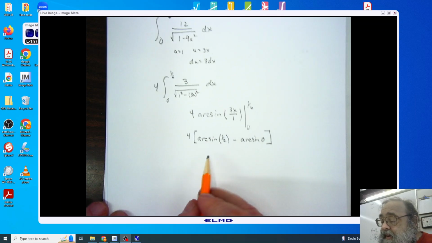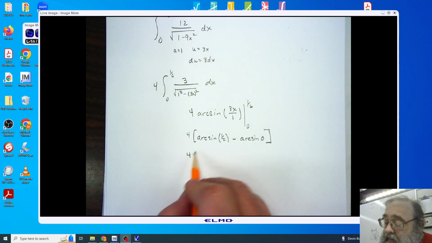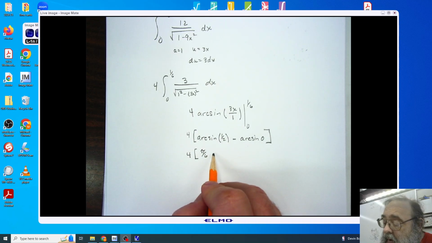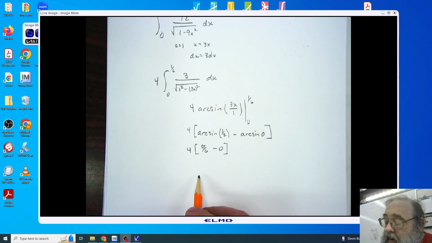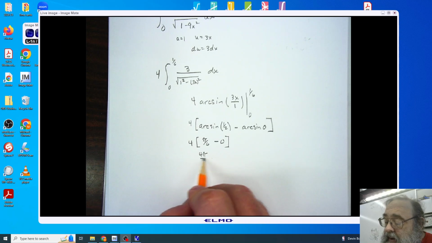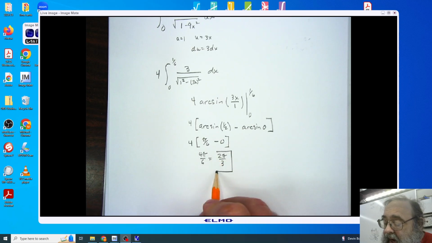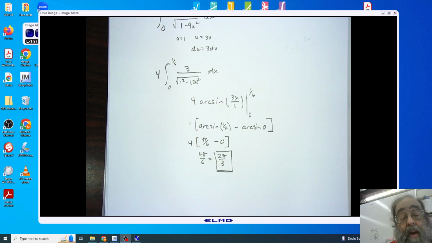Well, we know that sine is 1/2 at pi over 6. And we know that sine is 0 at 0. So my answer turns out to be 4 pi over 6, which I reduce to 2 pi over 3. And this is the answer I'm looking for. There we have number 11.